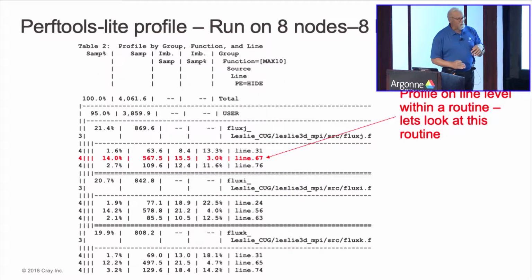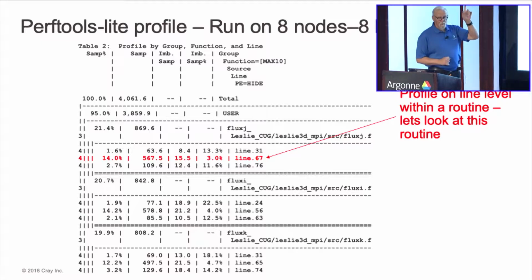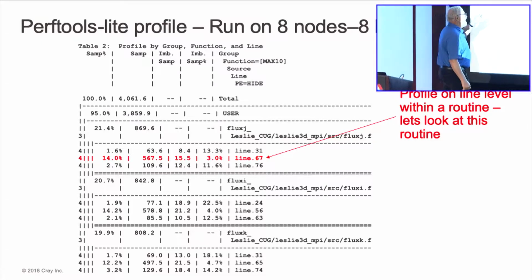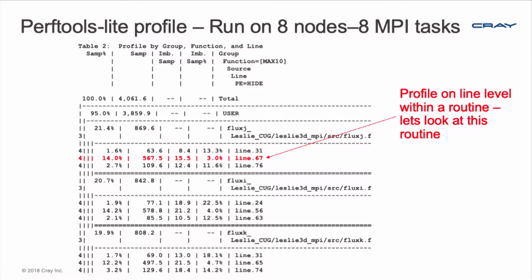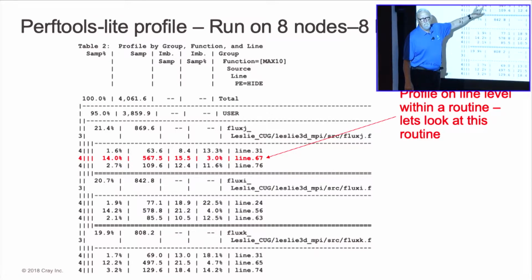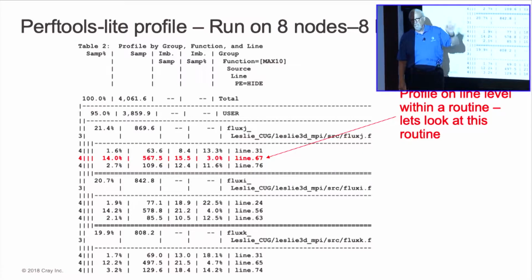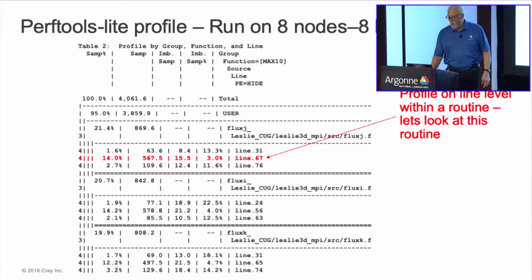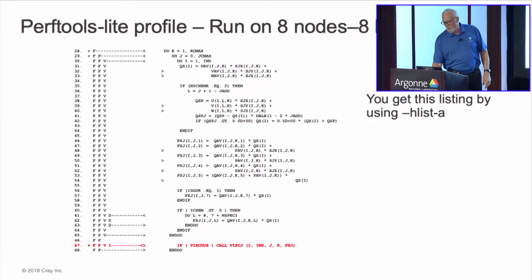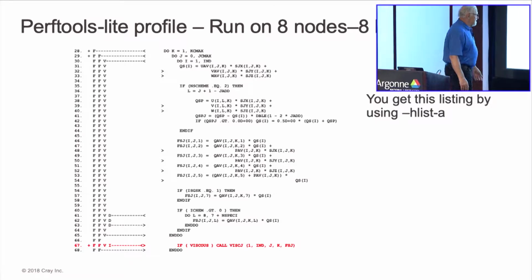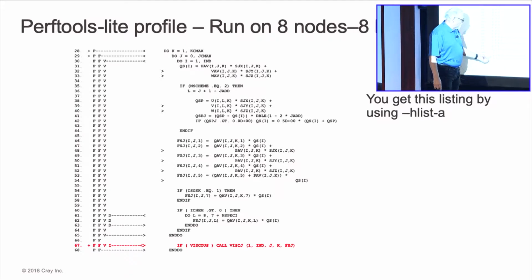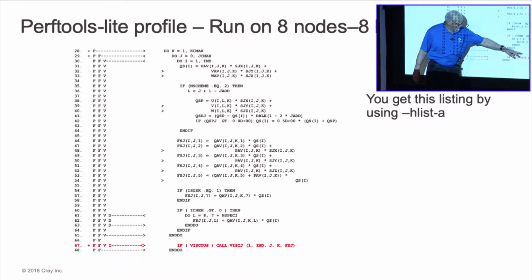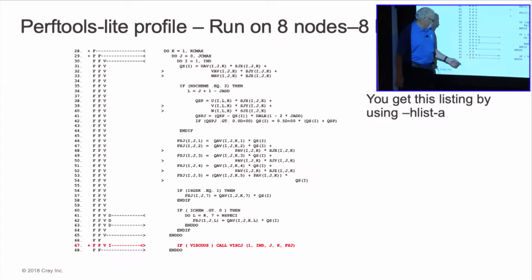Then table 2, that was table 1. Table 2 actually gives you the line number within the routine that is used. That one line number is using 14% of the time. Okay, so if I go into the code, I see that it's a call to Visc or to Visc J.